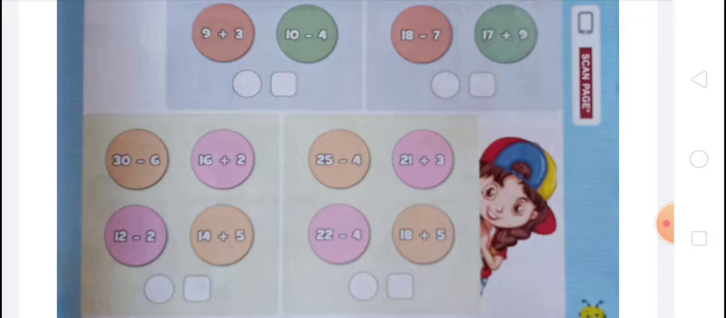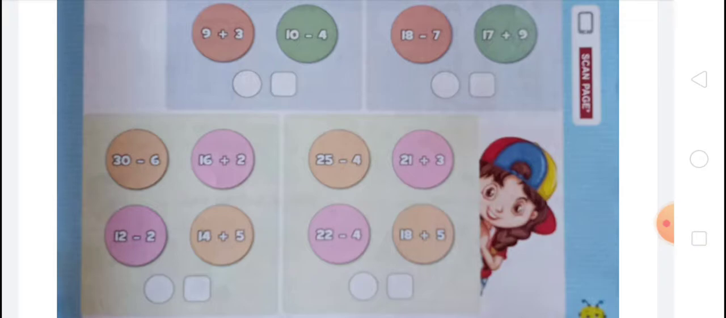You know that 24 is greater, so you have to write it in the circle, because you have to write the greatest answer in the circle. And now the smallest number is 10, so you have to write it in the box, the square. Okay, because you have to write the smallest answer in the square.